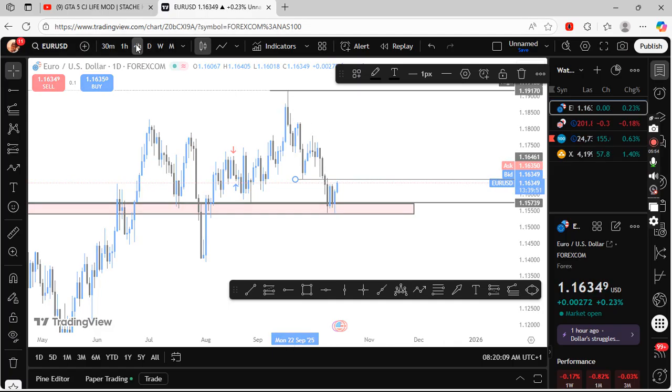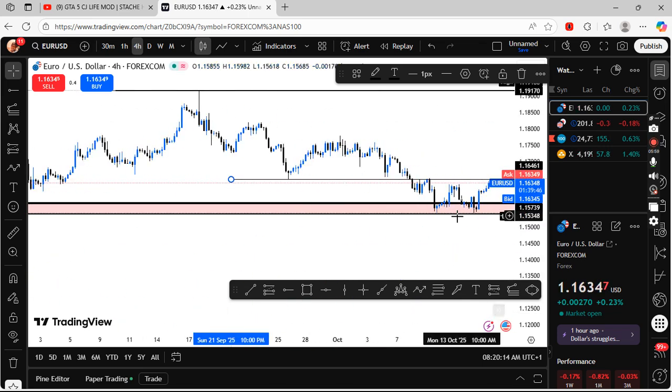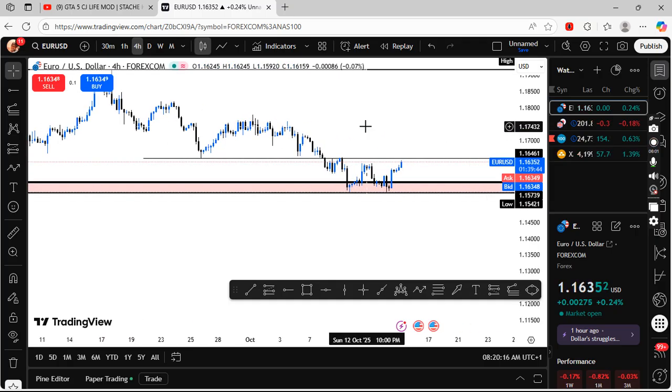So let's go to the 4 hours time frame. You can see it now. What pattern do you spot here? Let's see, what pattern is this? This is a W pattern, and this is the neckline. We expect the market to break out and test.